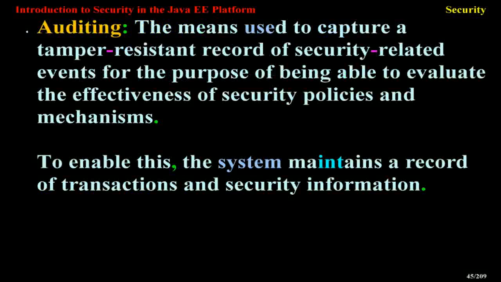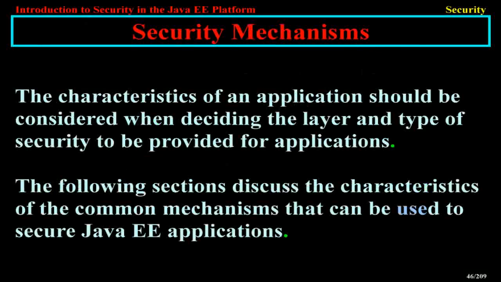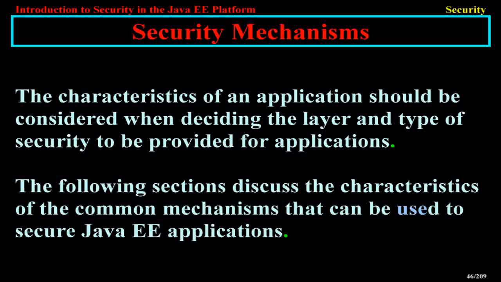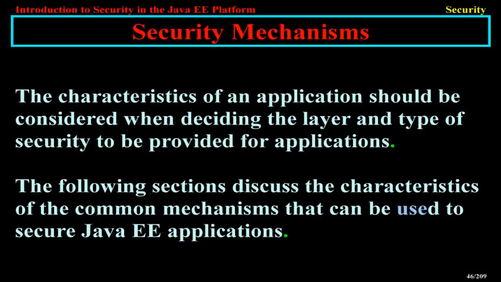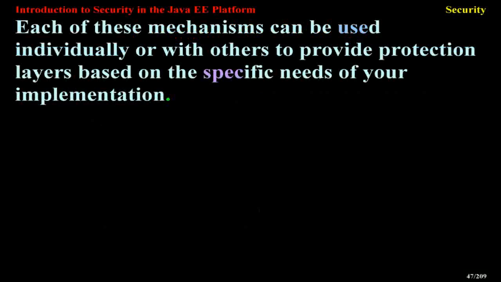To enable this, the system maintains a record of transactions and security information. Security mechanisms. The characteristics of an application should be considered when deciding the layer and type of security to be provided for applications. The following sections discuss the characteristics of the common mechanisms that can be used to secure Java EE applications. Each of these mechanisms can be used individually or with others to provide protection layers based on the specific needs of your implementation.